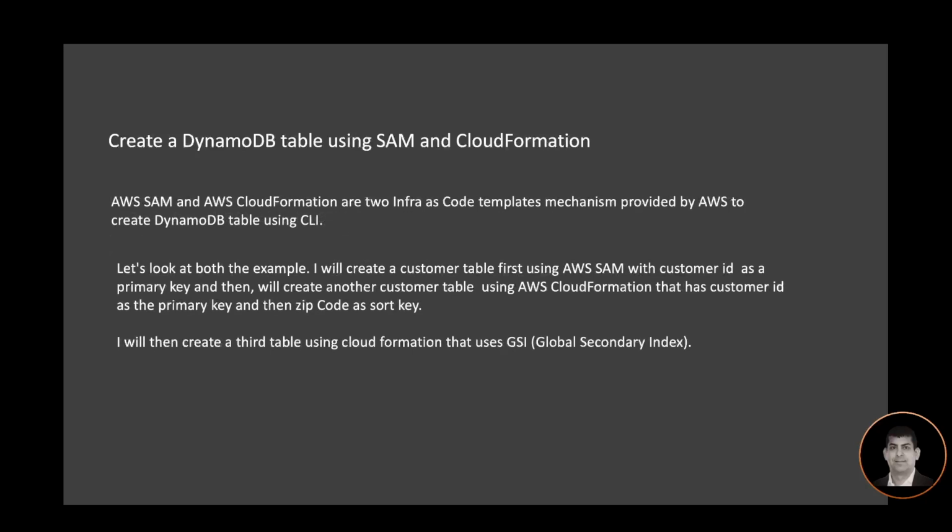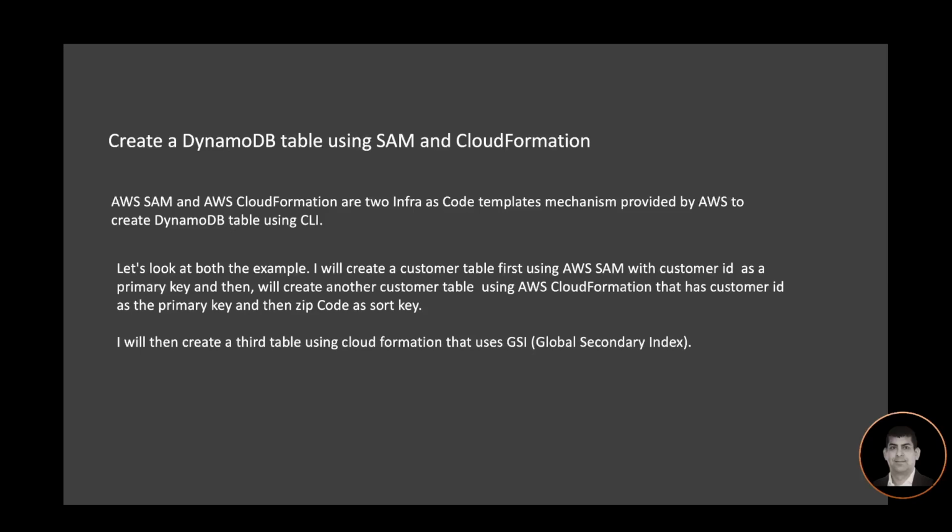AWS SAM and AWS CloudFormation are two infra as code template mechanisms provided by AWS to create DynamoDB tables using CLI. Infra as code brings the power of deploying your cloud resources without using the console and adds the ability to recreate the resources with ease, as well as control the configuration of the resources.